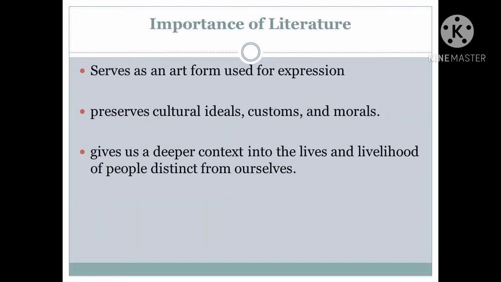Why study literature? There are 3 reasons why we have to study literature. First, because it serves as an art form used for expression. Through literature, you can express yourself more. Second, it preserves cultural ideals, customs, and morals. That's why there are different cultures and backgrounds that we can study based on the literature that we have. And lastly, it gives us a deeper context into the lives and livelihood of people distinct from ourselves.